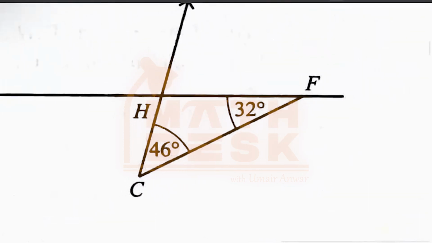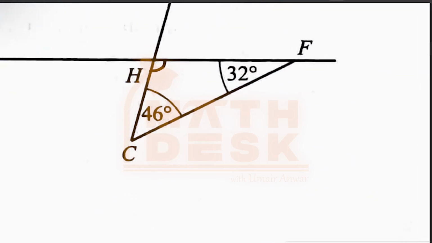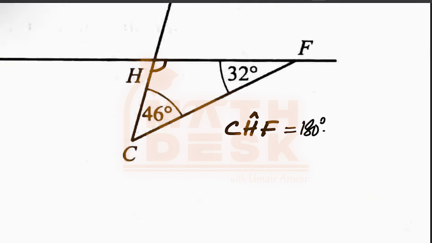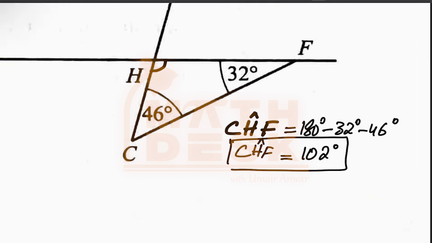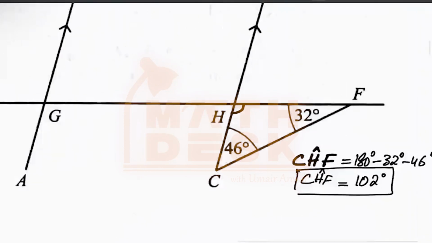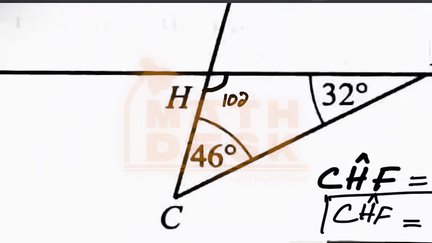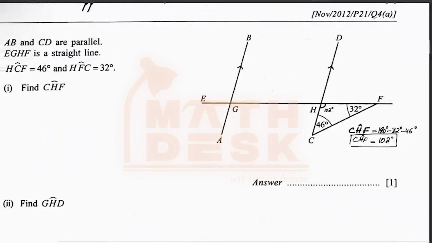CHF would be equal to 180 degrees minus 32 minus 46, because the angle sum of the triangle is equal to 180 degrees. So it would come out to be equal to 102. So this is the answer for the first part, 102 degrees. Okay. In the next part, it says that find GHD.